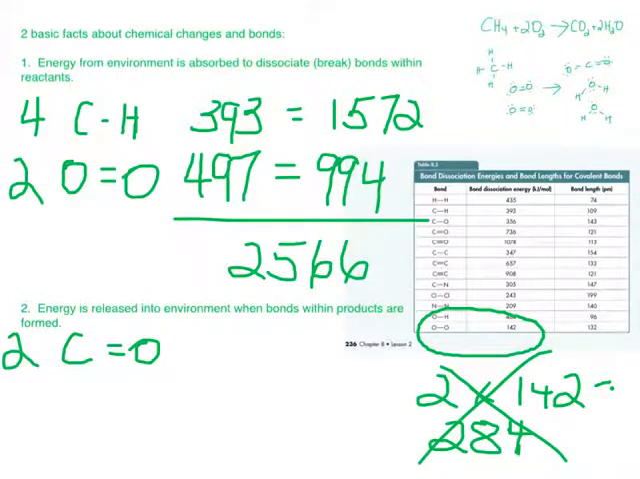And we can see from our data table that a carbon to oxygen double bond in a carbon dioxide molecule is 736 kilojoules per mole. So 2 of them gives us, of course, 1,472 kilojoules per mole. That's the amount of energy that would be released upon the formation of our 1 carbon dioxide molecule. Now we have 2 water molecules.